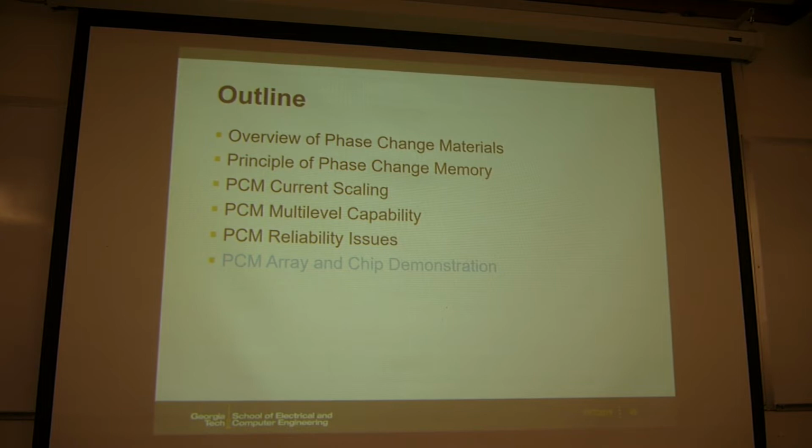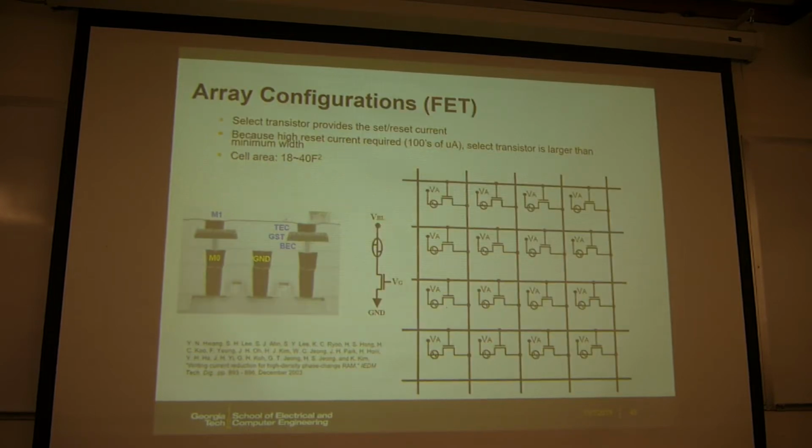And then phase change memory array and chip demonstrations. The first kind of array is 1T1R, which we discussed. 1T1R is like this. You have one transistor, one phase change memory. So this is a cross-sectional view. You have a transistor here, and then a contact here, and then you have the mushroom cell. This is a contact, and you have the GST here. So this is a mushroom cell.